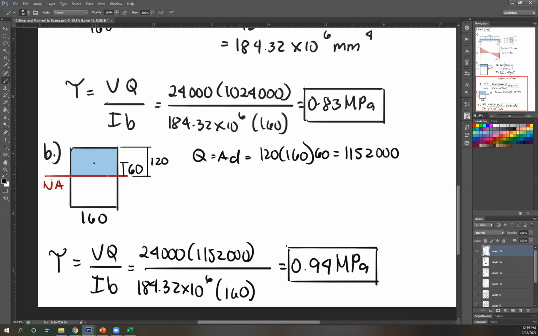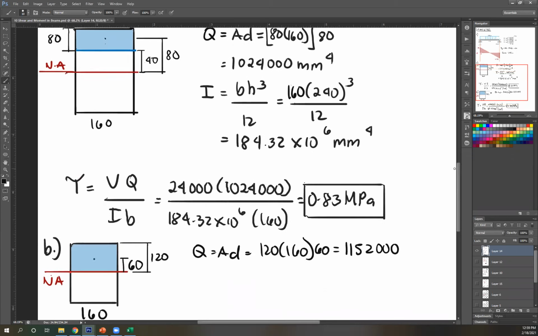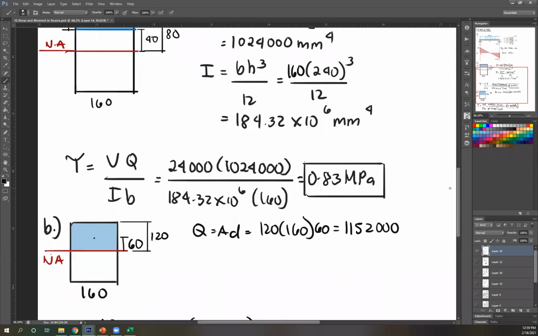I got this. Okay, so this is 160 times height. Height of that is 120. Again, because this is 40, this is 80, so total height 120. So 120 times 160, that's your area. Next, distance of center to neutral axis. This is the center of your rectangle. Total height of that is 120. Therefore, half of that is 60. Therefore, the distance of this point from the neutral axis is 60.